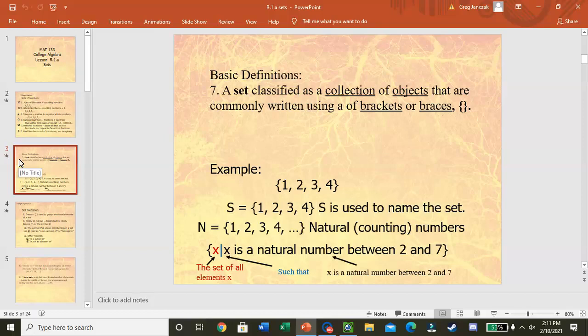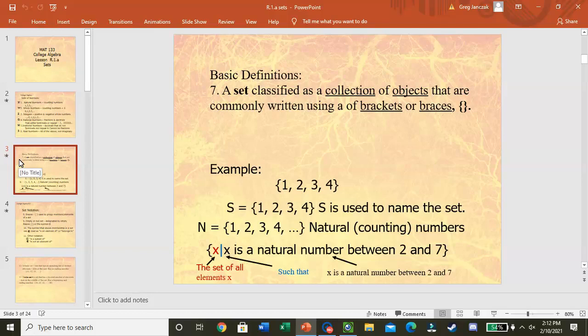So the S is the name of the set. Here the N is the natural numbers. So natural numbers are, remember, counting numbers. Those have dots on the end because counting numbers go on forever. So when you see the dots on the end like that, that means it continues on. There's no end to it.